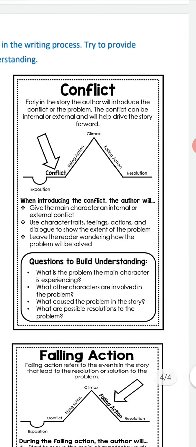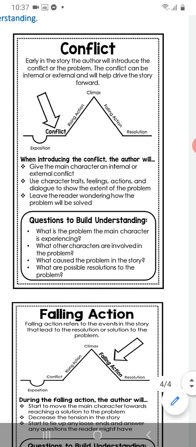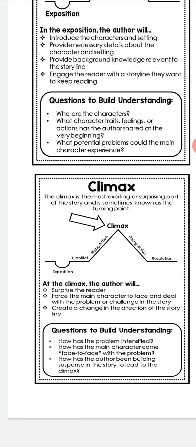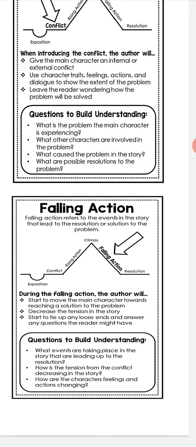Then comes the conflict. What is the problem the main character is experiencing, what other characters are involved in the problem, what caused the problem in the story, what are possible resolutions to the problem, and then it leads to the climax. In the climax, how has the problem intensified, how has the problem multiplied and reached its optimum level, how has the main character come face to face with the problem, how has the author been building suspense in the story to lead to the climax. Following action is what events are taking place in the story that are leading up to the resolution, how is the tension from the conflict decreasing in the story, and how are the characters' feelings and actions changing.